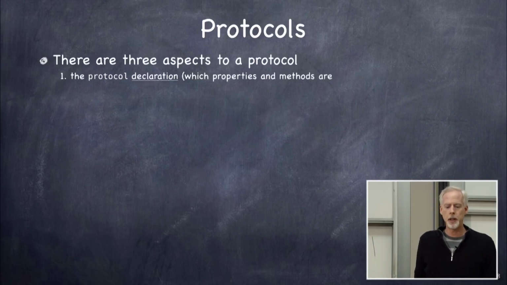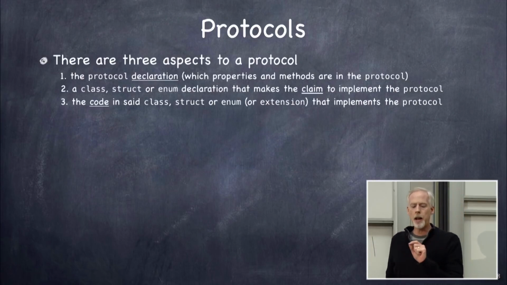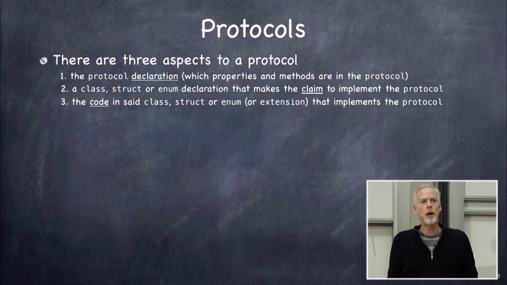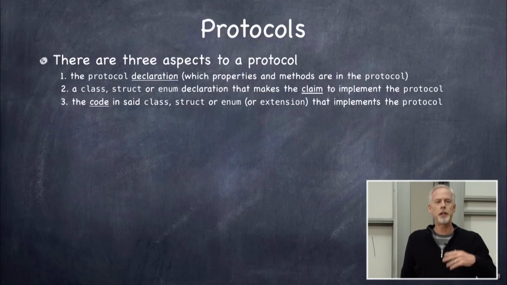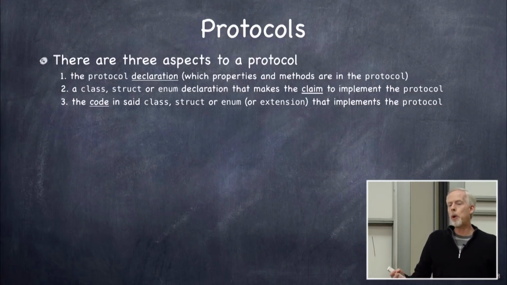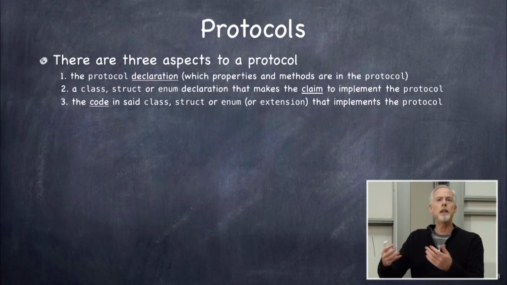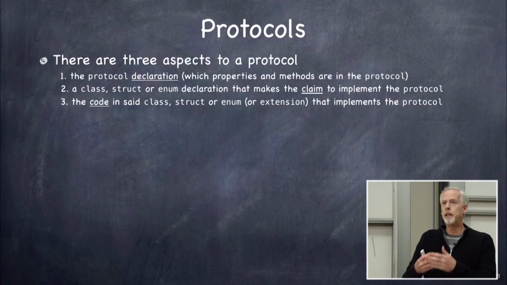That's very important to understand. All right, so let's dive into what a protocol is. There's three parts to a protocol. One, there's the declaration of the protocol, just like you have a declaration of a class or an enum or a struct. For a protocol, that's just a list of methods with their arguments and return values and a list of vars. Okay? That's it. That's what a protocol is, a declaration.